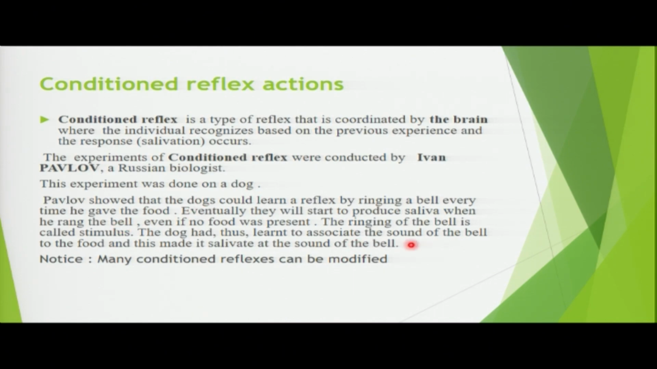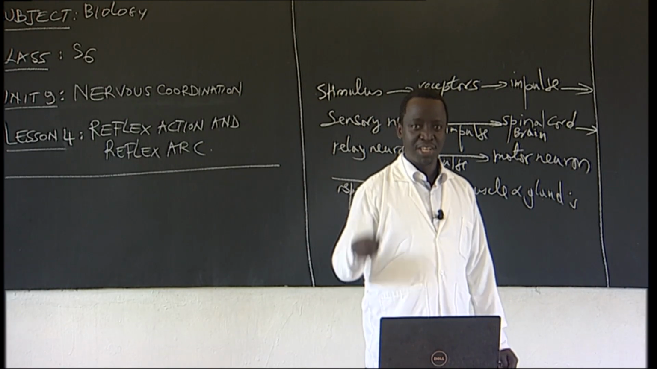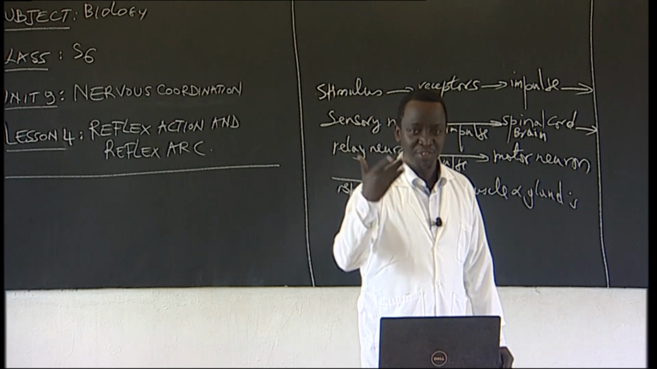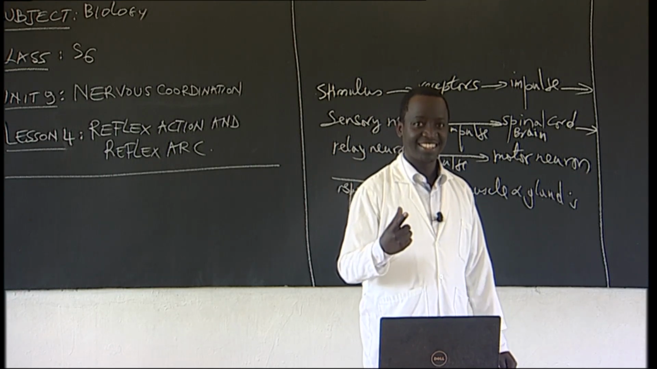So the ringing of a bell is called stimulus. Yeah, actually, that's a stimulus. And the dog had learned to associate the sound of the bell with what? With the presence of the food. So this is what you call conditioned reflex. Are you getting this? There is a condition. What's the condition? There is a ringing of this bell. To ring a bell, the dog now is informed that it's going to have what? Food. Are you getting this?